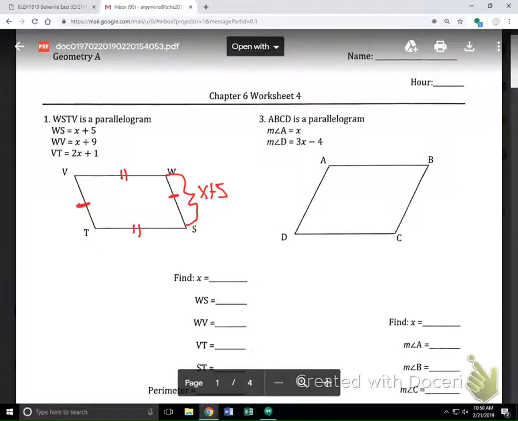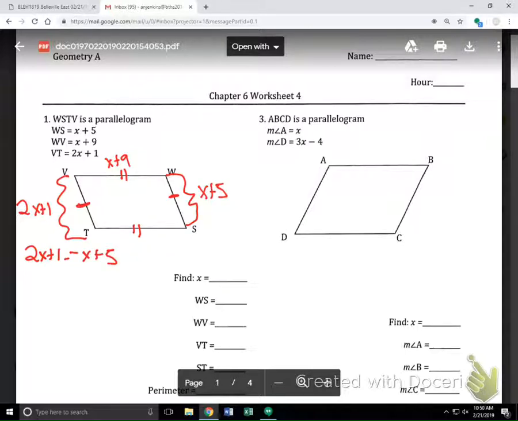So this side is x plus 5. Over here we have VT. Since they're congruent, that's 2x plus 1. We know that WV is x plus 9. So we want to set our 2x plus 1 equal to our x plus 5, and then we want to solve for x.